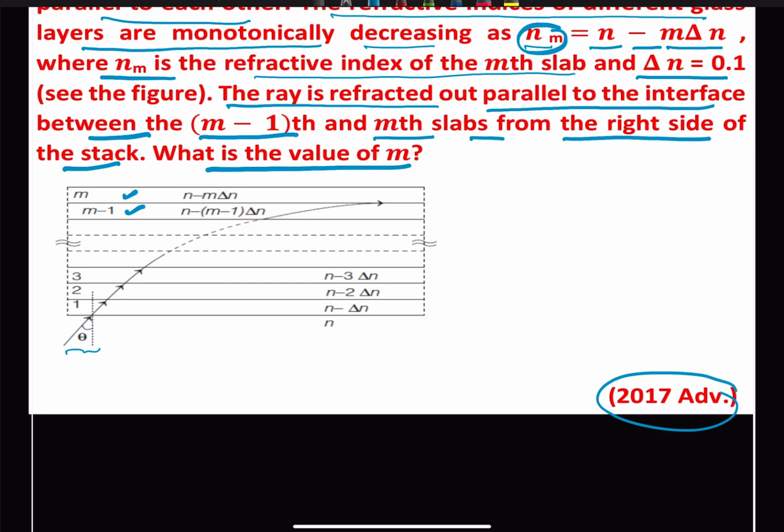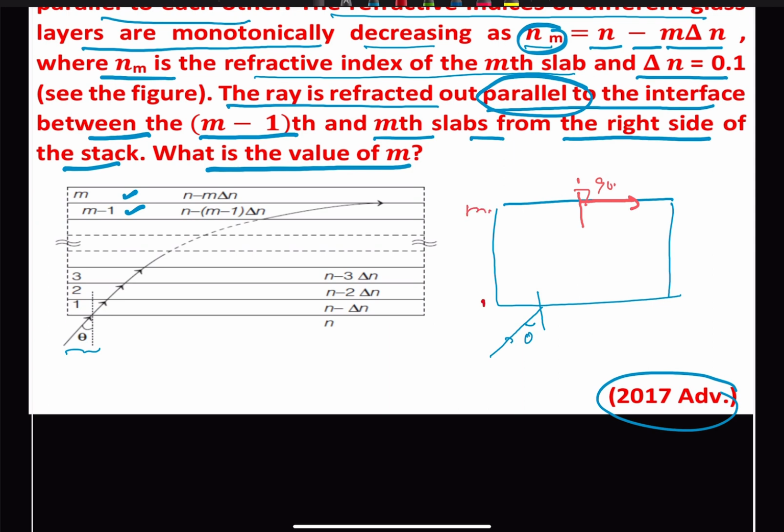And here it is mentioned that the refracted ray comes parallel to the interface, so it basically means that the angle of refraction at the mth slab will be equal to 90 degrees. Okay. So we can just draw an approximate figure for that. We are only going to draw the incident part, that is angle theta, and the final part which states that the ray of light will be coming parallel. So here it will be our 90 degrees. Okay, and this is our mth layer. Okay, and this is our layer number 1.